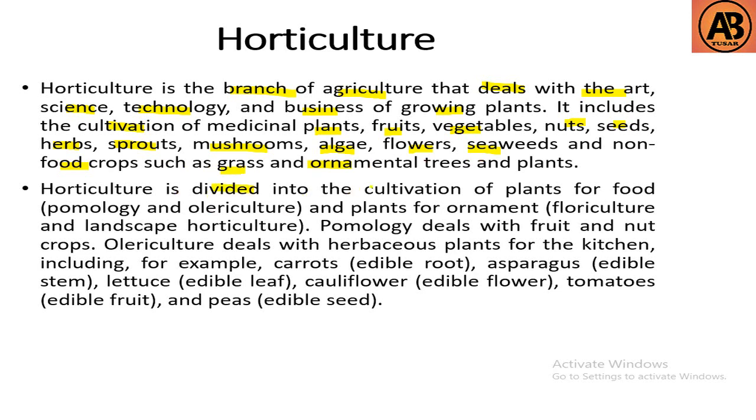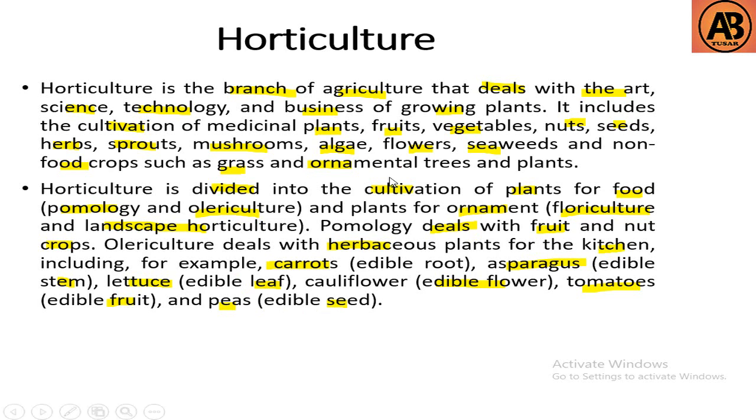Horticulture is divided into the cultivation of plants for food such as pomology, olericulture, and plants for ornament such as floriculture and landscape horticulture. Pomology deals with food and nut crops. Olericulture deals with herbaceous plants for the kitchen, including, for example, carrots, edible root, asparagus, edible stem, lettuce, edible leaf, cauliflower, edible flower, tomatoes, edible fruit, and peas, edible seed. So this is the basic definition of horticulture.